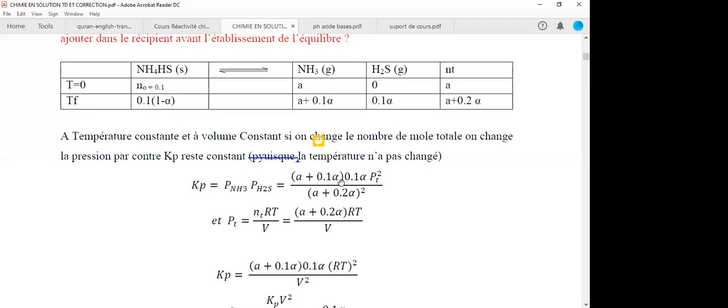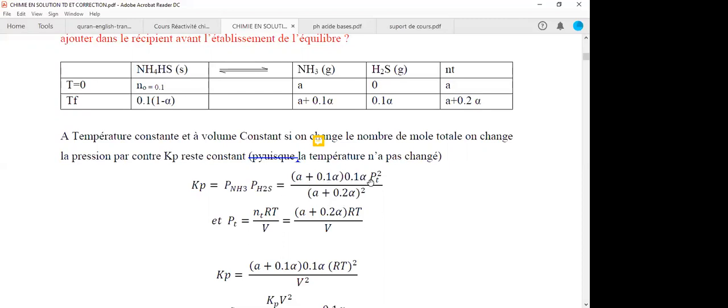So meaning that on top you are going to have what? R plus 0.1 alpha times 0.1 alpha times P total squared, because we're multiplying with P total, we're multiplying with P total. That's why I've got P total squared. On the denominator, we have total number of moles, and here we've got total number of moles. Since we're multiplying, we have total number of moles times total number of moles. And what is the total number of moles? It is R plus 0.2 alpha. So we have total number of moles squared. That's how we arrived here.